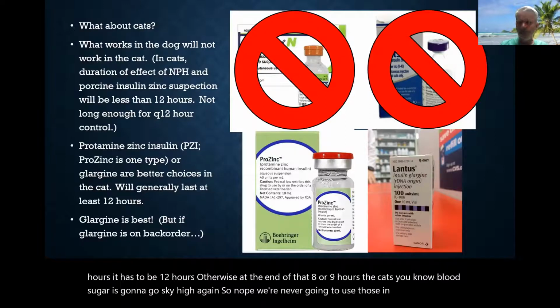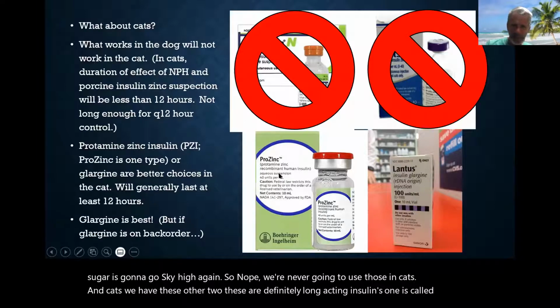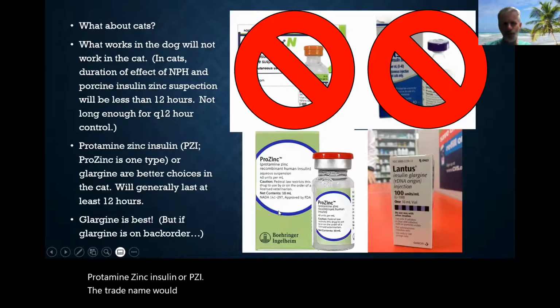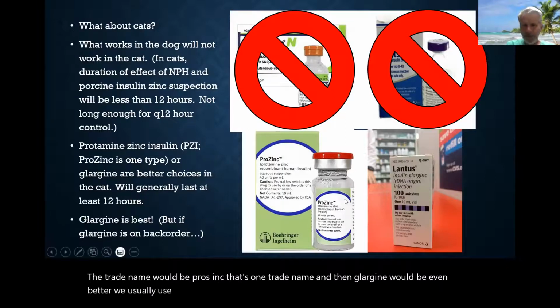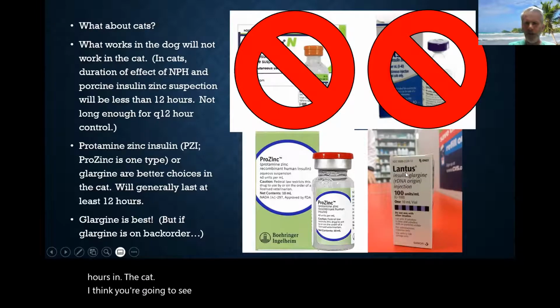In cats, we have these other two. These are definitely long-acting insulins. One is called protamine zinc insulin, or PZI. The trade name would be Prozinc. That's one trade name. And then glargine would be even better. We usually use glargine, but you can use either one in a cat. These should last 12 hours in the cat. And again, I think you're going to see most veterinarians using glargine.